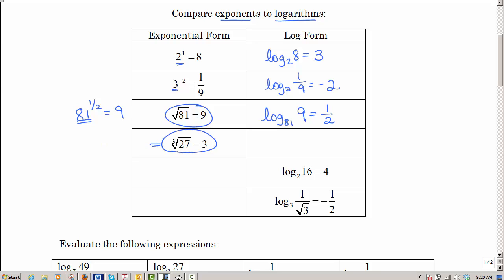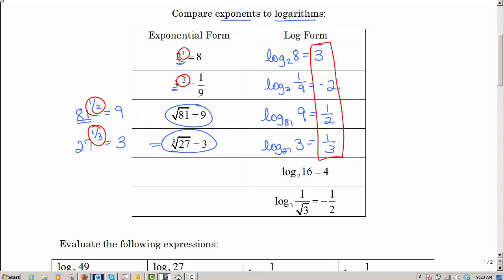On this one, again we would rewrite that as 27 to the 1/3 is equal to 3. So we have log base 27 of 3 equals 1/3. What do all of these logarithms equal? They equal the exponents. Very key: logs equal exponents. That's why it's important to know your exponent rules so you can relate it to the logarithms.